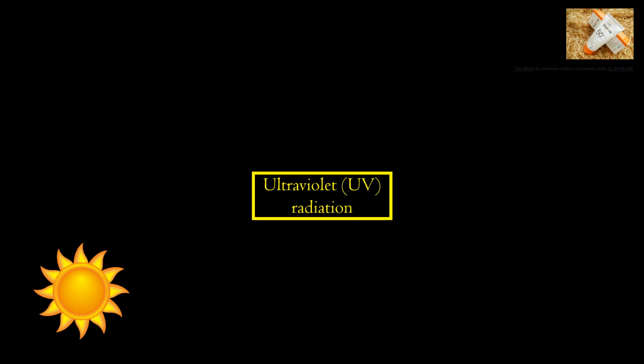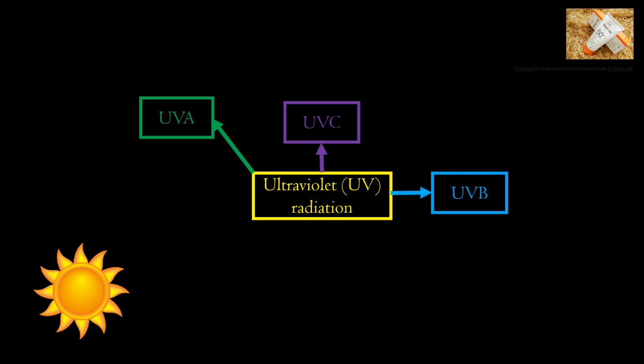When someone says UV, the first thing that typically comes to mind is the sun or sunscreen. The sun is the biggest producer of UV radiation. UV radiation can be divided into three: UVA, UVB, and UVC. UVA rays have the longest wavelengths, followed by UVB and UVC rays, which have the shortest wavelengths.